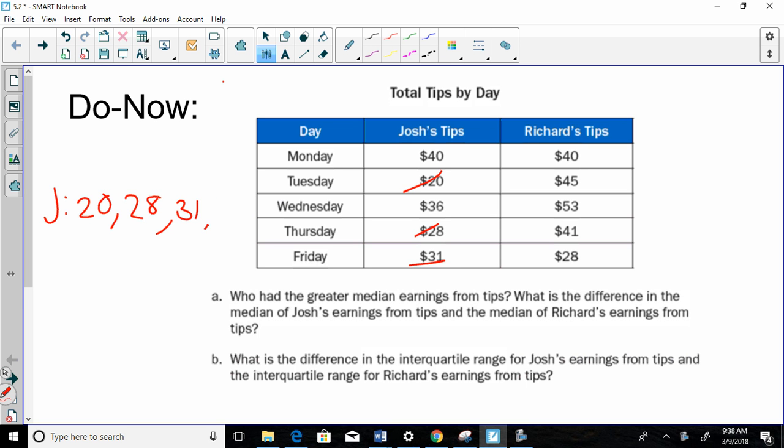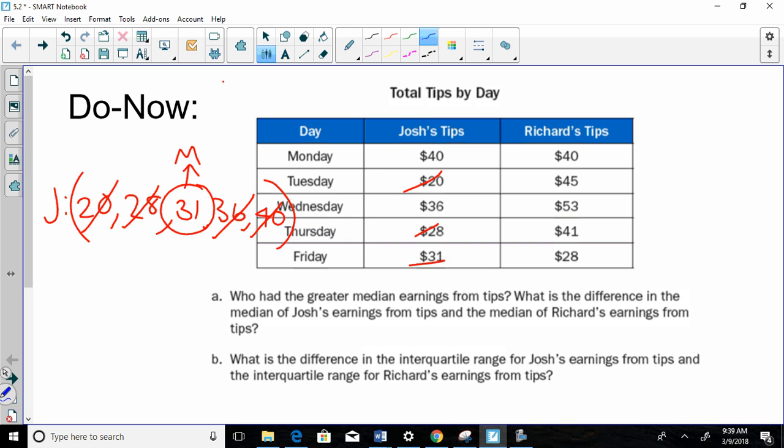31, 36, and 40. If you're doing it in the calculator, remember, you don't have to put it in order, but you want to make sure that you know how to do it by hand because half your milestone is no calculator. Then to find the median, I'm trying to find the middle, right? Monkey in the median. So I got 1, 1, 2, 2. So my median here is 31, right? So Josh's median tips are 31.